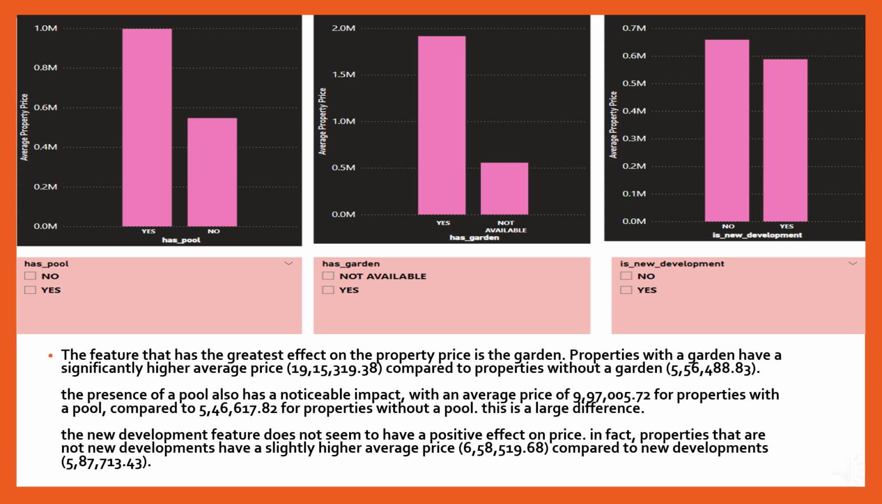15,319.38 as compared to properties without a garden. Pool is also having a noticeable impact, with an average price of 9,97,000 for properties with a pool as compared to properties without a pool. But the feature new development does not seem to have any positive impact on price. In fact, properties that are not newly developed have a slightly higher average price, that is 6 lakhs, as compared to newly developed properties having a price of 5 lakh.